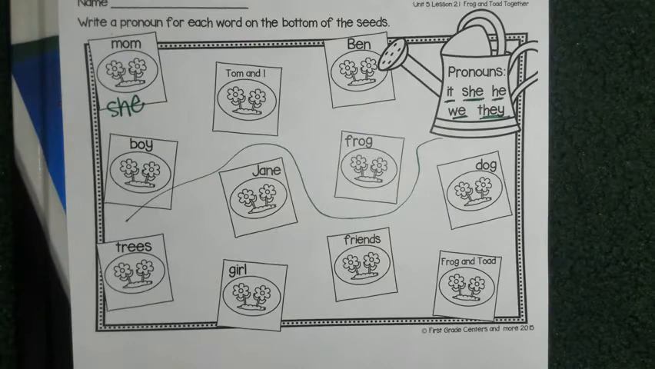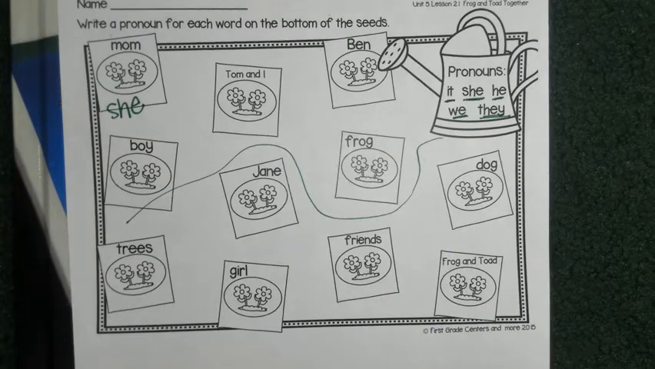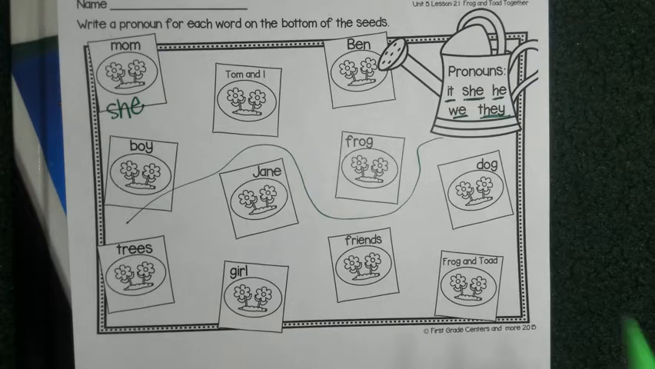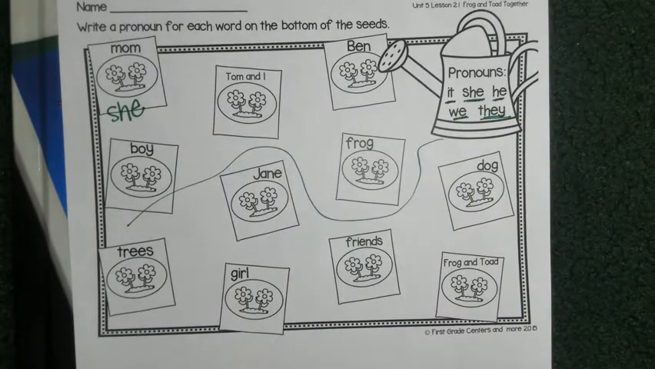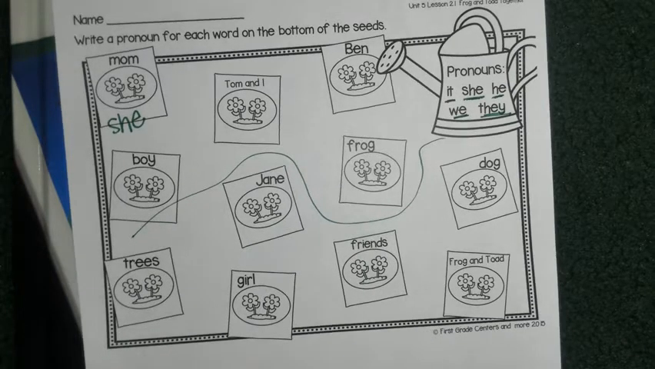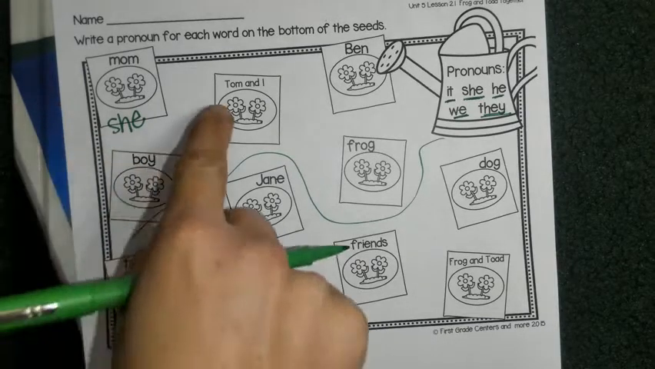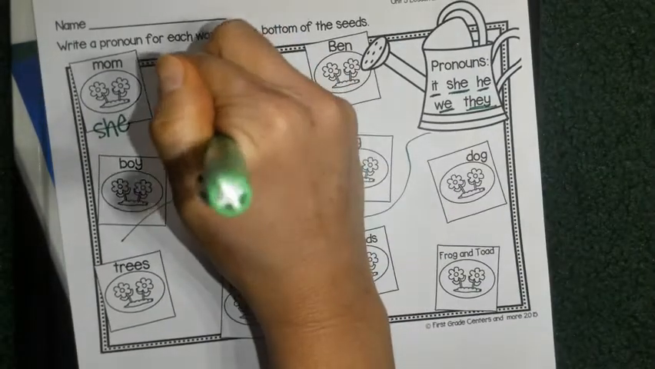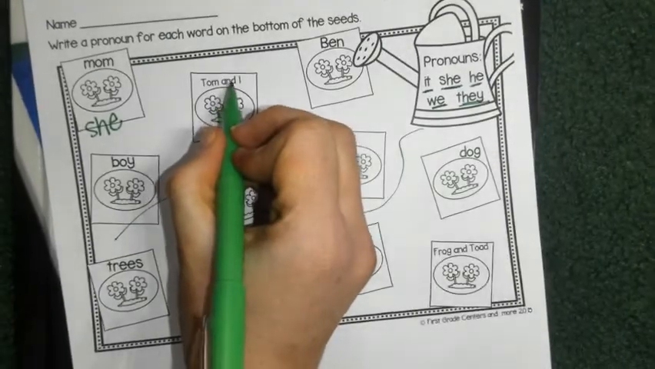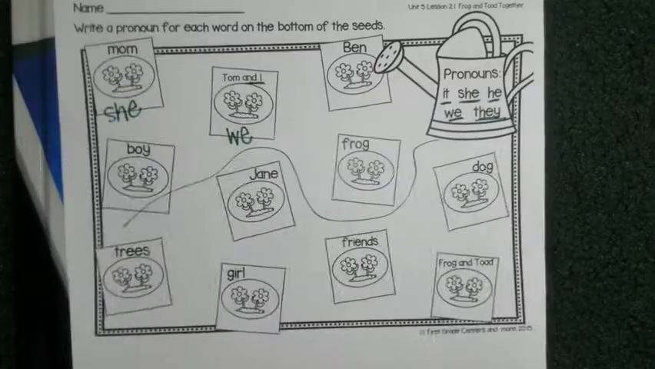Let's do Tom and I. Which pronoun makes the most sense for Tom and I? If I used it in a sentence like this, Tom and I played together. So let's put a pronoun in the place. It played together. She played together, he played together, we played together, they played together. Which one would make the most sense in this sentence? Tom and I. If you said "we," you are correct. Anytime it says "and I," you know we use the pronoun "we" because you're included in that.